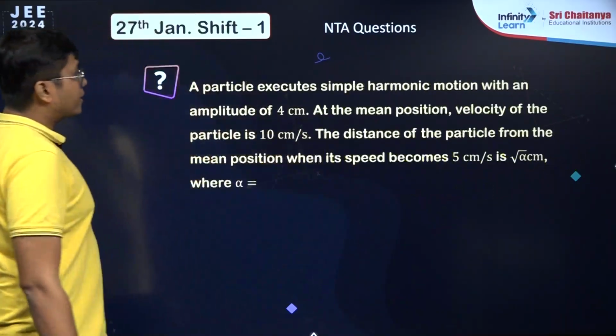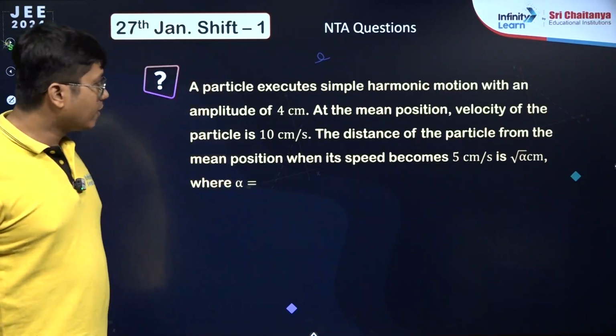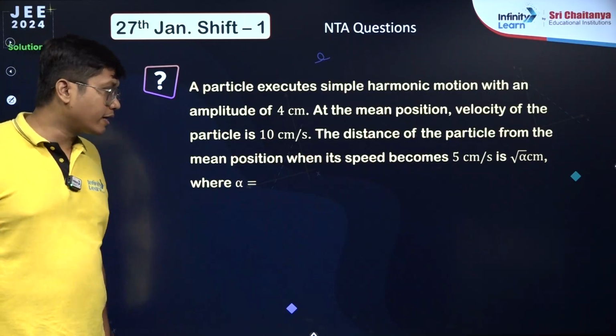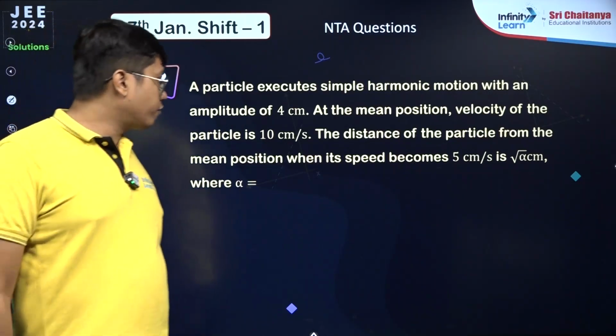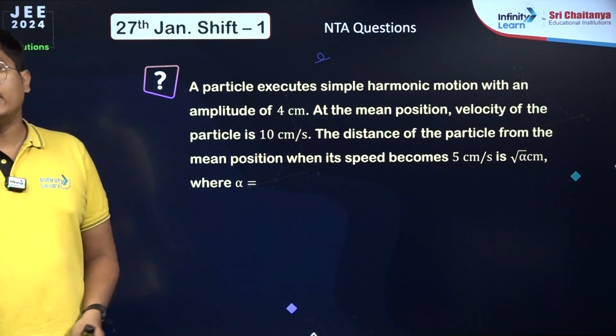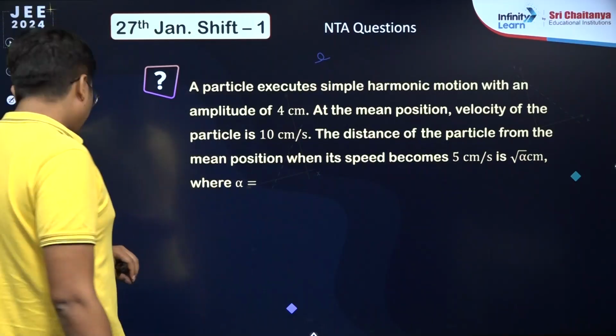Next one says a particle executes simple harmonic motion with an amplitude of 4 cm. At the mean position, velocity of the particle is 10 cm per second. Distance of the particle from the mean position when its speed becomes 5 cm per second is root alpha. We need again that value of alpha. So how do we solve this?